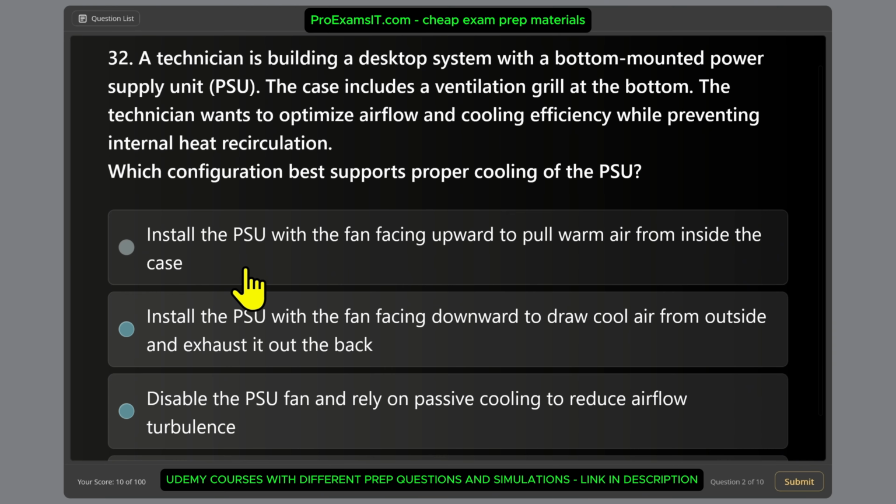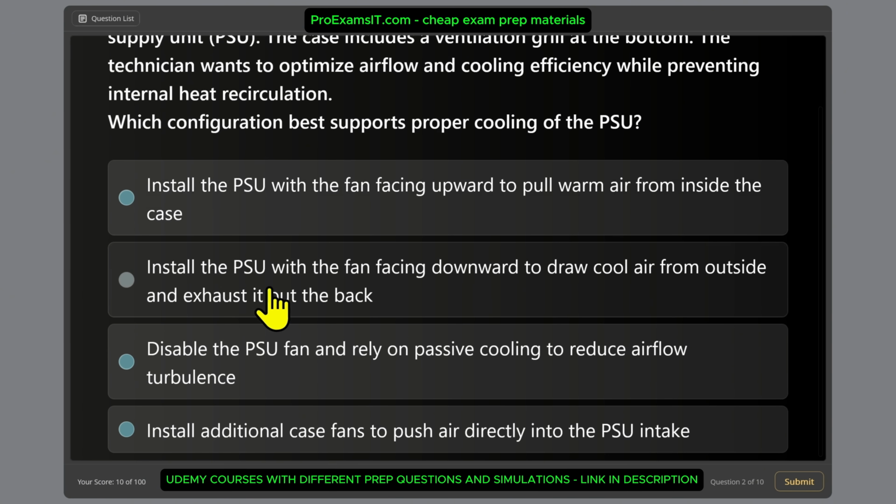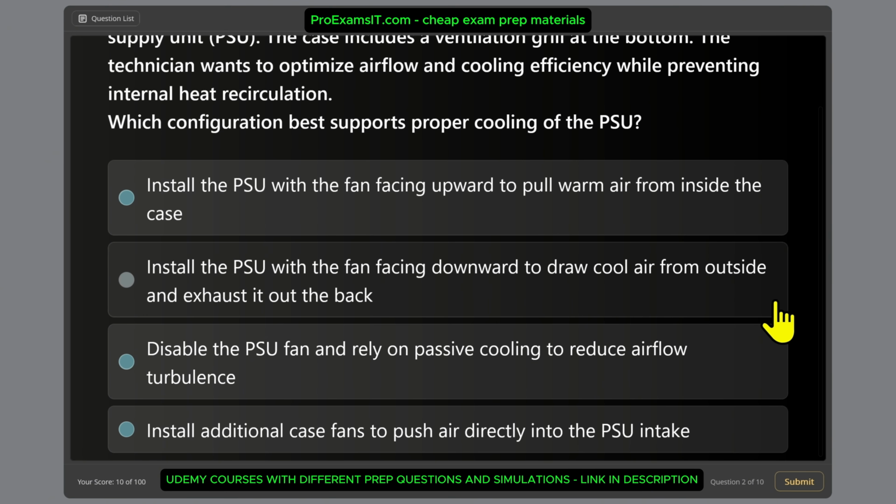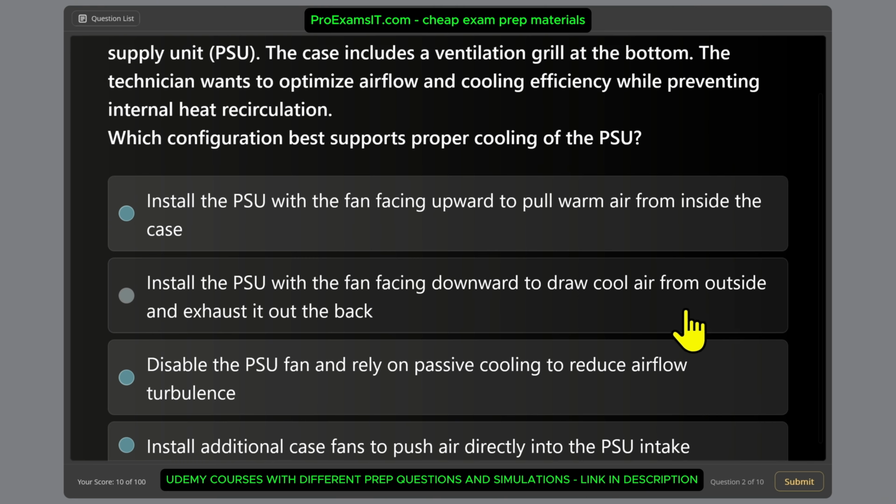Install the PSU with the fan facing upward to pull warm air from inside the case. Install the PSU with the fan facing downward to draw cool air from outside and exhaust it out the back. Disable the PSU fan and rely on passive cooling to reduce airflow turbulence. Or install additional case fans to push air directly into the PSU intake. Well, it's not so complicated when you read the possible answers. And the right one will be this one.